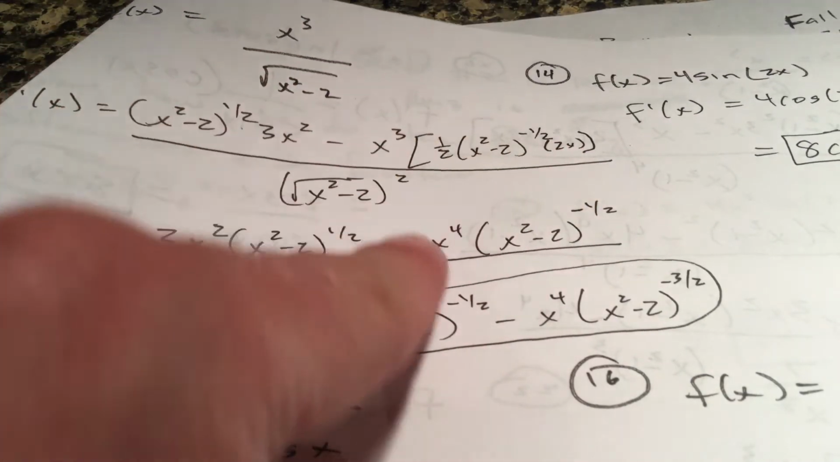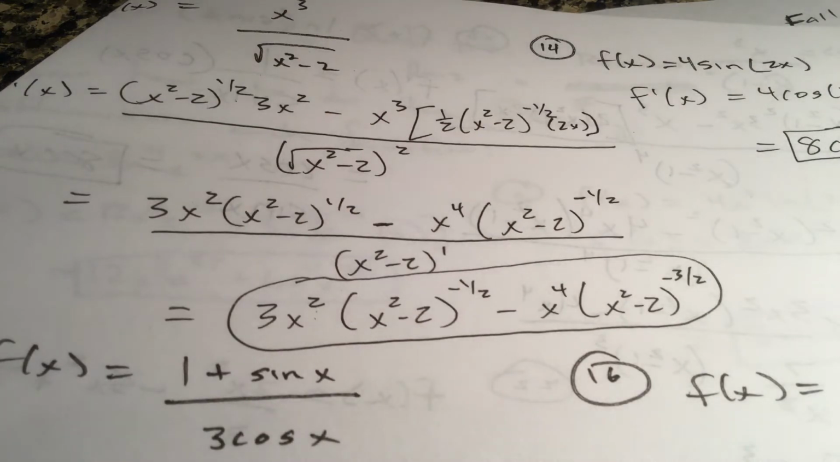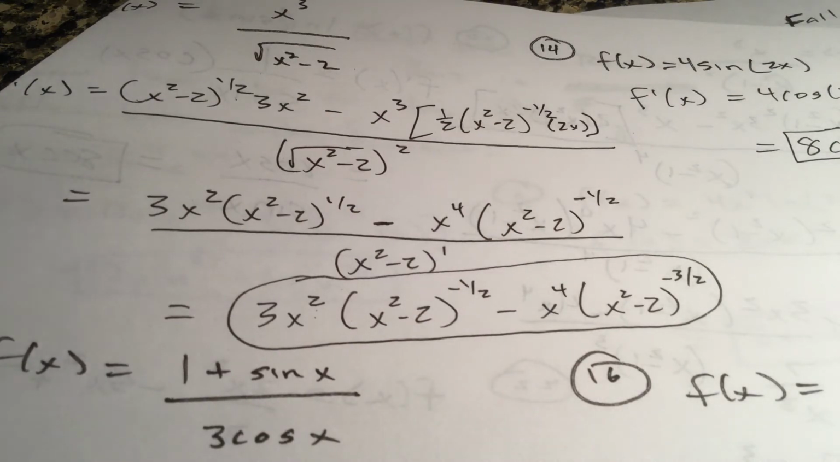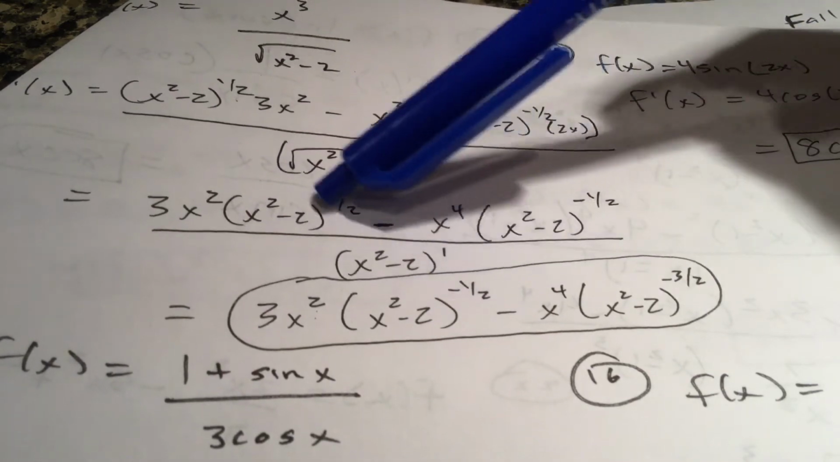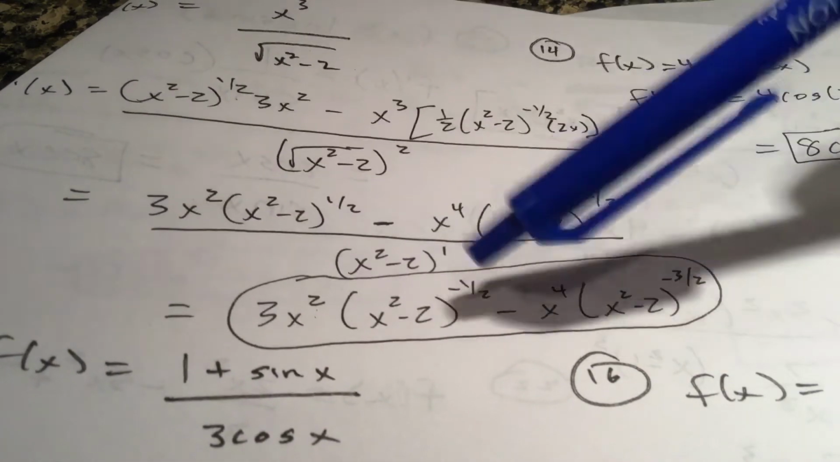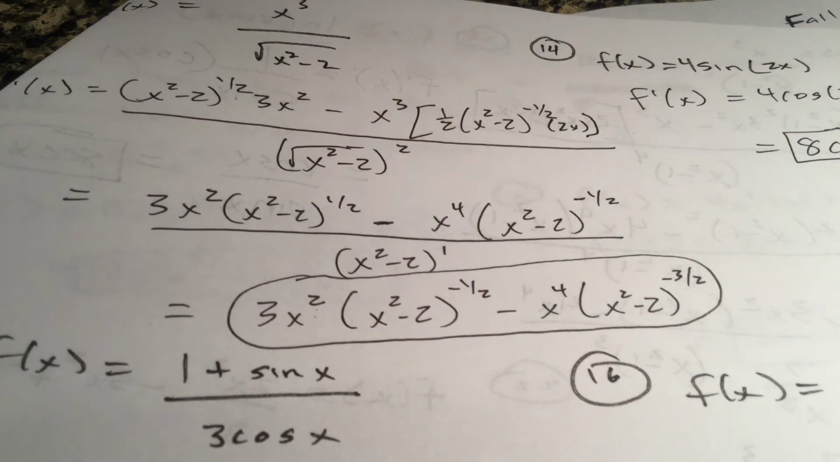x times x to the third is x to the fourth. You have one that's similar like that in your homework. Notice how you have x squared minus 2, x squared minus 2, x squared minus 2. So really subtract 1 from both those powers. You can get rid of the denominator. All right.